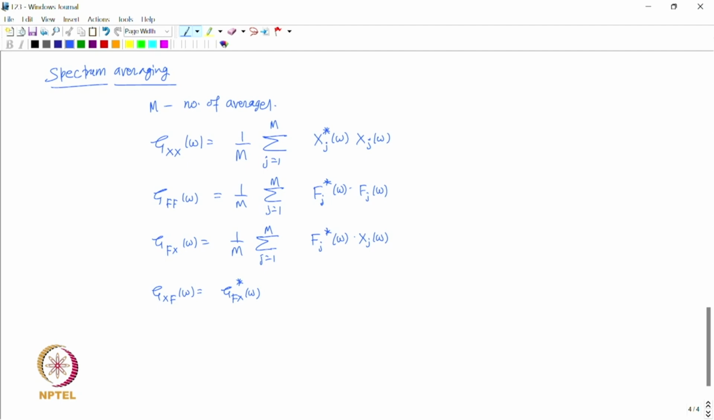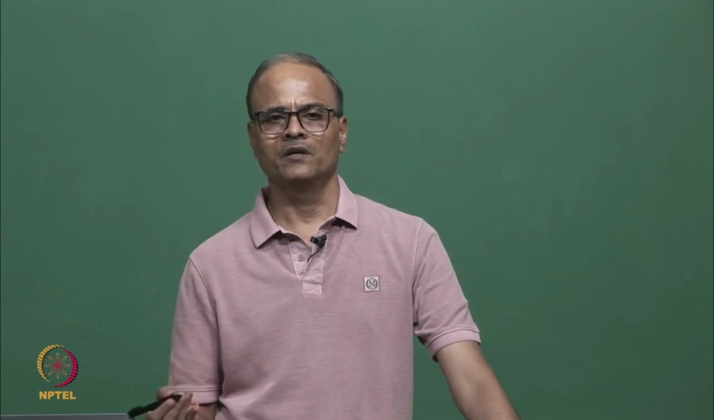In this way, by spectrum averaging we obtain the average estimates of auto and cross spectrums, and then the estimates H1 and H2 are simply given by H1 omega is nothing but G_FX omega divided by G_FF omega, while H2 omega is nothing but G_XX omega divided by G_XF omega. So in this way we can obtain the estimates H1, H2 by spectrum averaging. If spectrum averaging is done, then we expect that H1 and H2 will be closer to the true FRF.